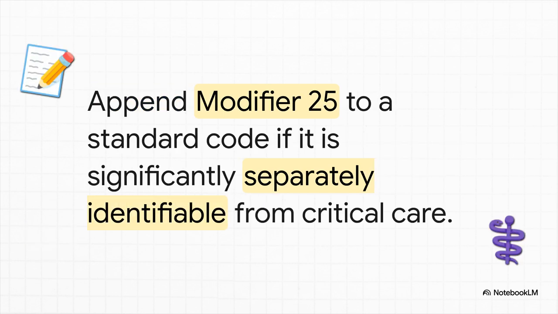Now, what if a provider performs a standard hospital visit in the morning, and then the patient abruptly crashes in the afternoon requiring critical care? Well, you can report critical care and other EM services provided to the same patient on the same date by the same individual. However, the standard EM service must be significantly, separately identifiable from the critical care interventions, and you'll need to slap modifier 25 onto that standard EM code to show it was truly distinct. And remember, time spent providing the standard EM service cannot be counted toward the critical care time.